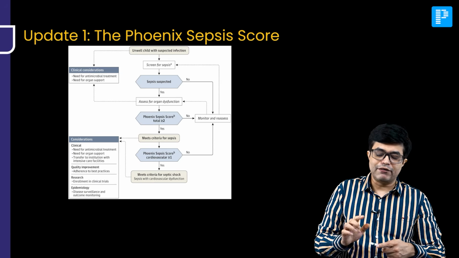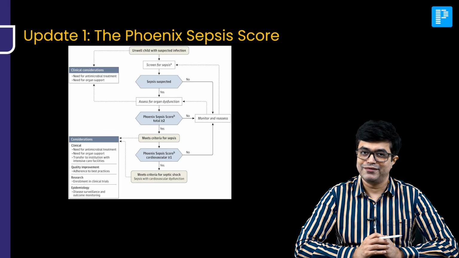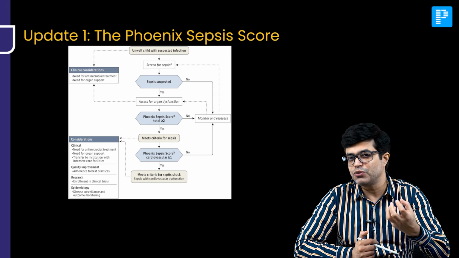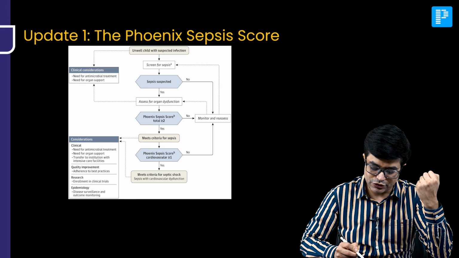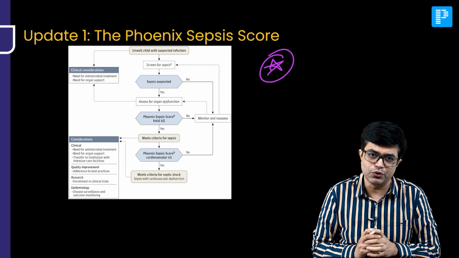Now, have a look at this flowchart. This flowchart is not mentioned in Nelson. But this flowchart summarizes how you are going to use the Phoenix sepsis score. So this is something which is given in the latest review articles. So I have collected it for you.